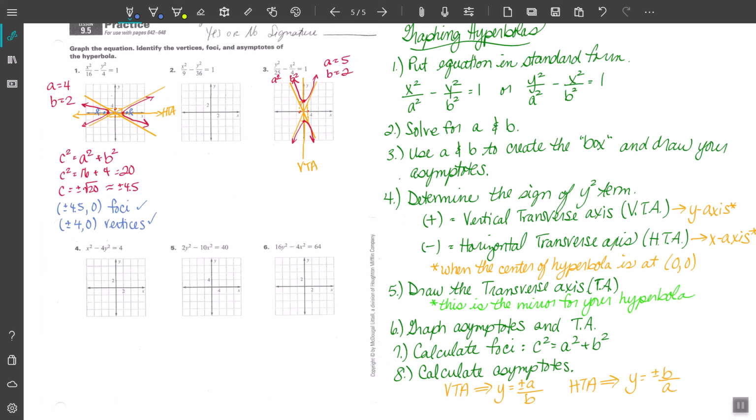So now I'm going to calculate the foci using our formula, c squared equals a squared plus b squared. My a squared is 25, my b squared is 4.